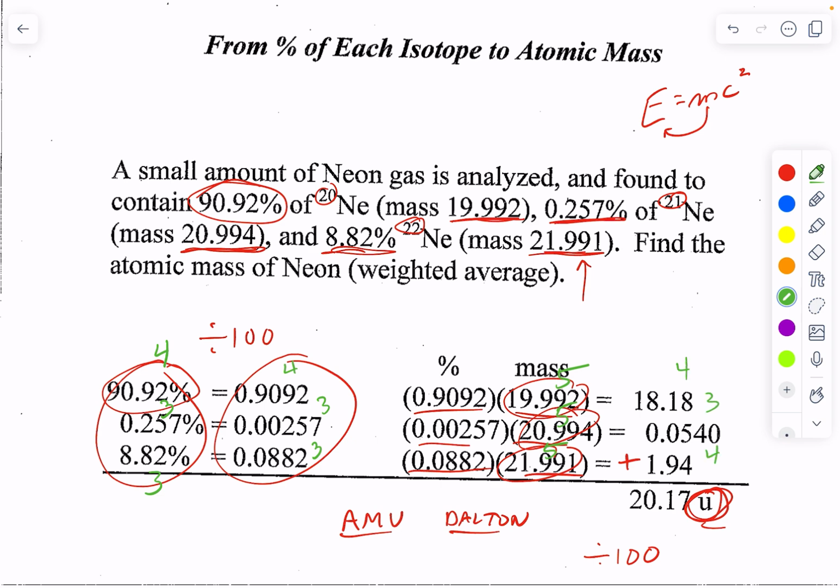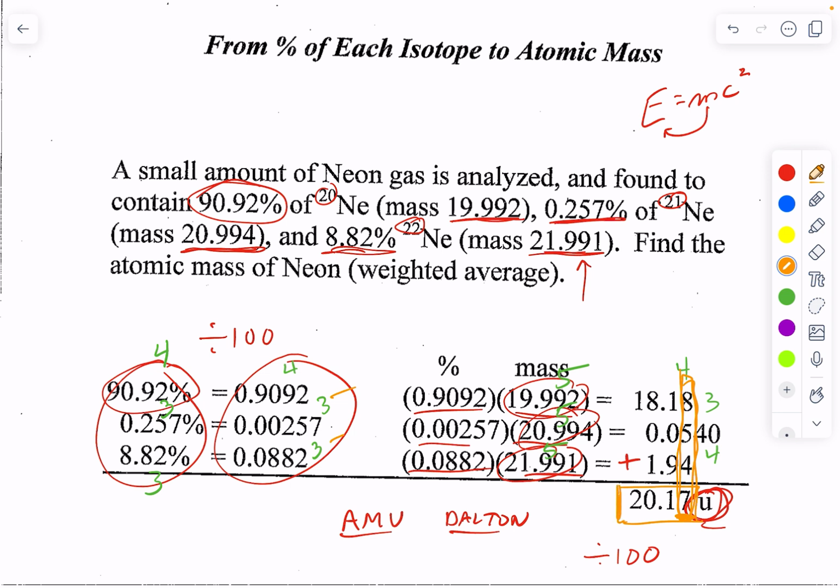And then when I go to add these numbers up, I round off to the least precise column, which in this case is going to be a 7 in the hundredths place. And now I have an answer that's in 4 significant digits, even though some of my original numbers, like this one and this one, only had 3 significant digits.